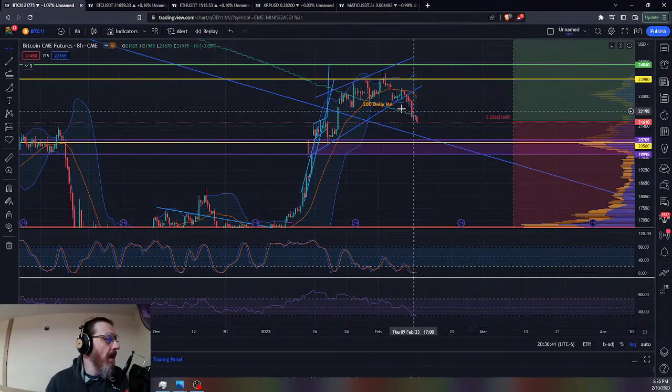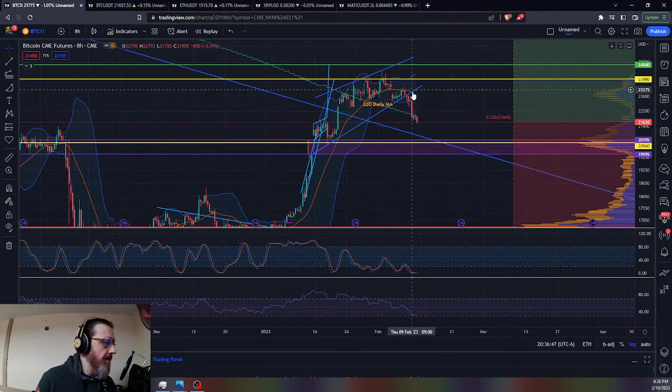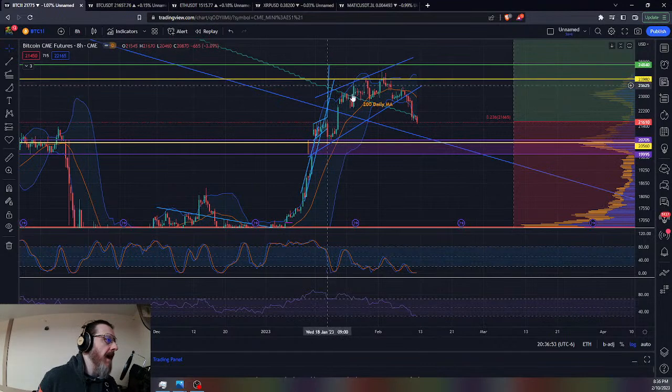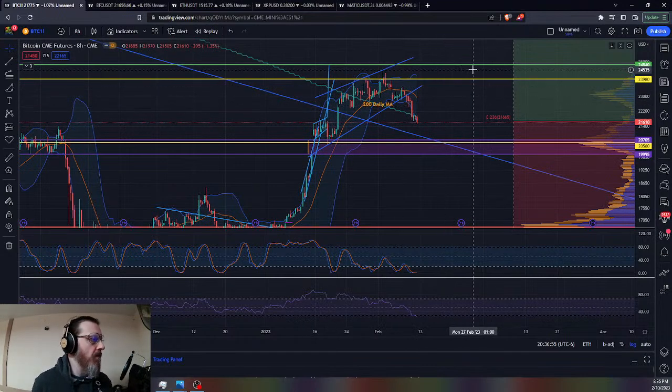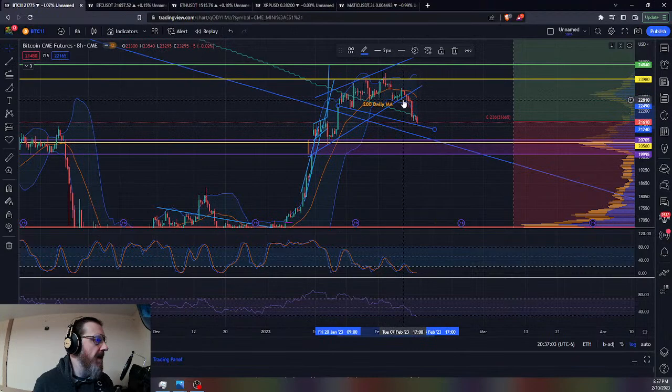So you can see here we're under the 200 daily moving average, and we did break down out of this rising wedge. So there's a few different ways to look at how to draw the potential pattern that Bitcoin is in right now, but you can see right here too in this time frame where this megaphone is at.